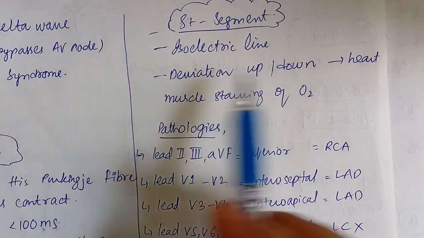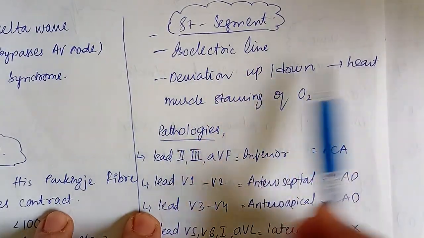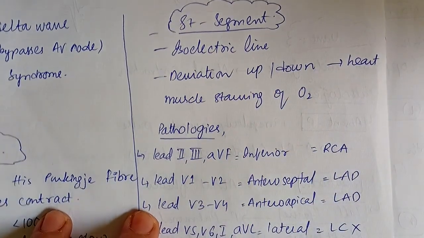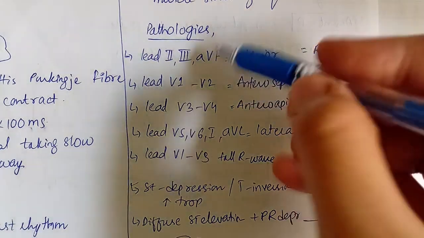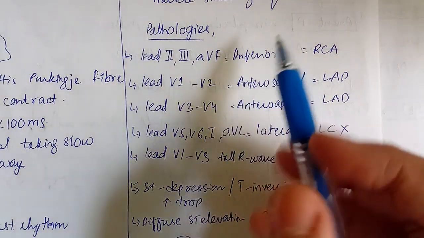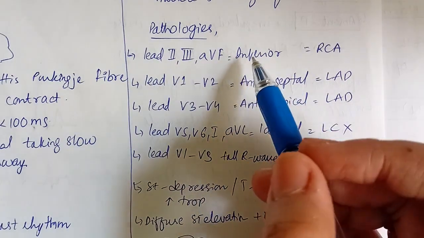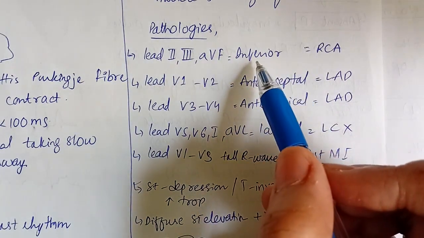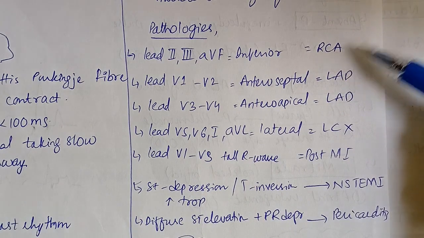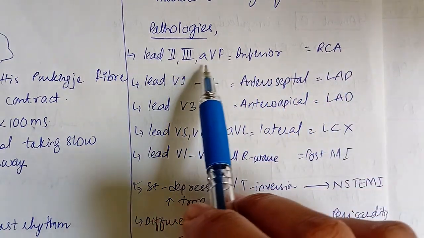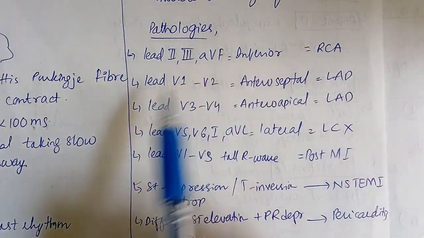Now, the ST segment is the isoelectric line, and if it is deviating up or down, it means the heart muscle is starving of oxygen. So pathologies are associated with ST elevation, and you have to keep this in mind. All of these points are very important. If you see ST elevation or depression in leads 2, 3, and aVF, it means the MI is from the inferior part, and it has its blood supply from the right coronary artery. So the affected artery in the case of leads 2, 3 and aVF would be the right coronary artery, and the part of the heart that is affected is inferior.